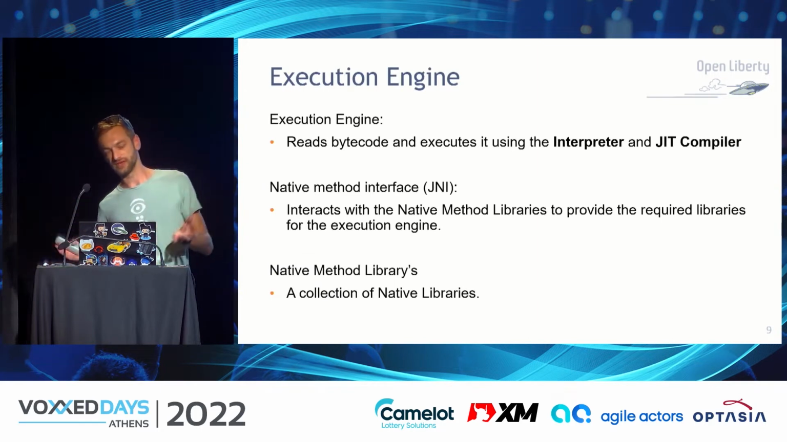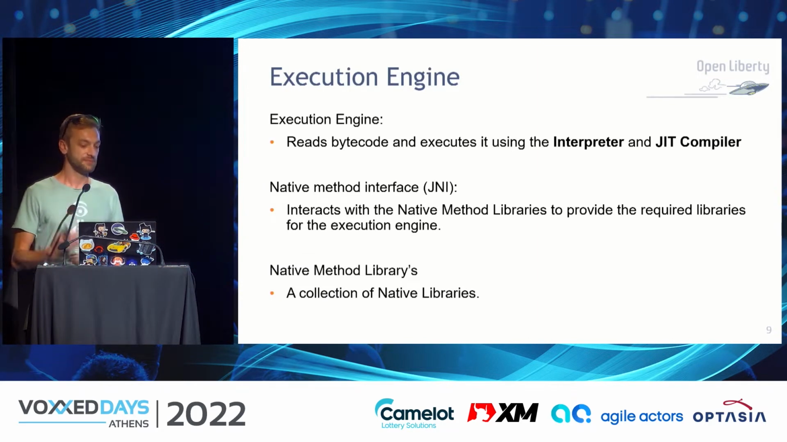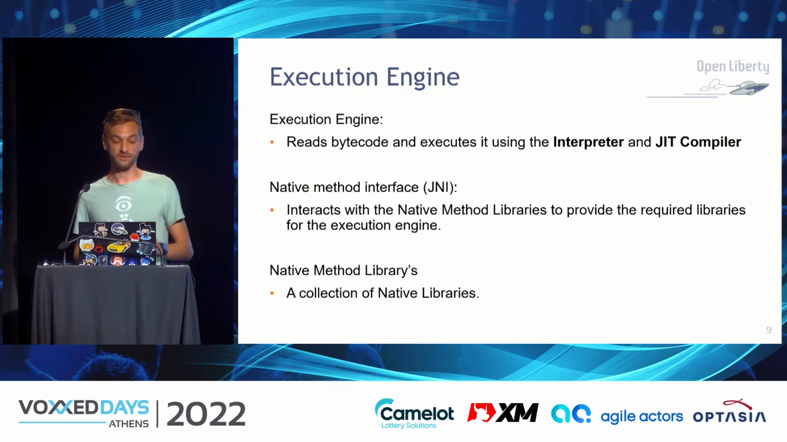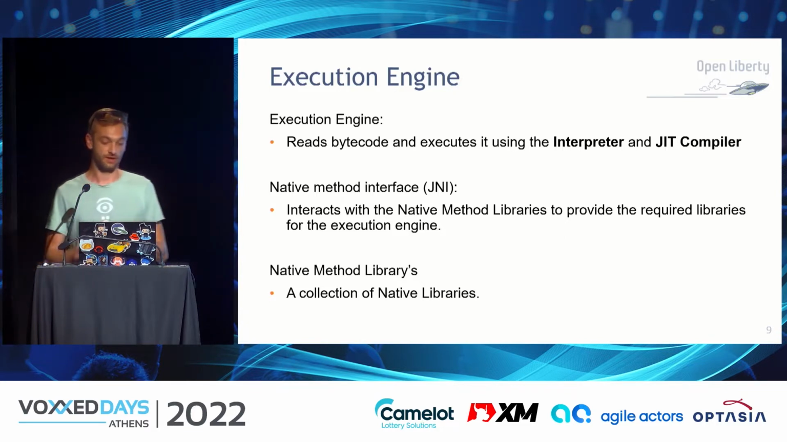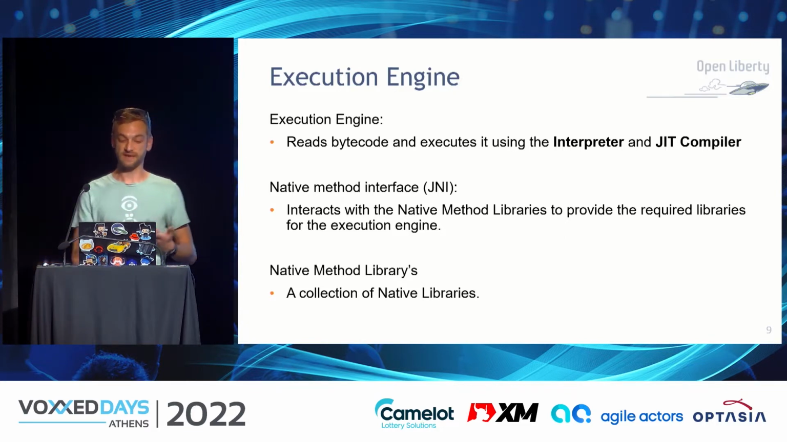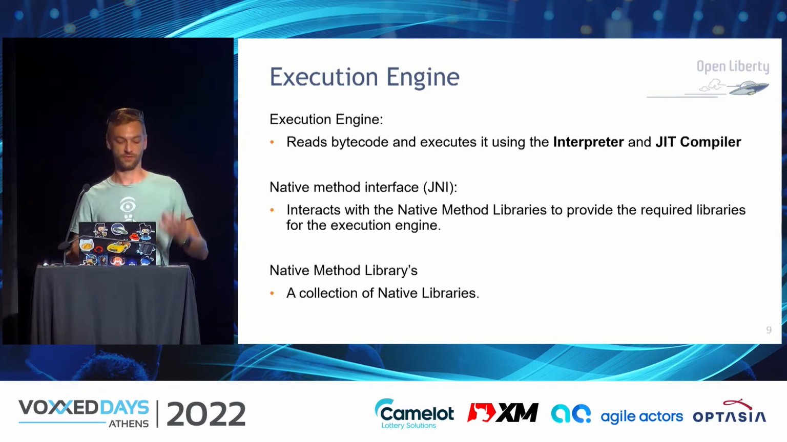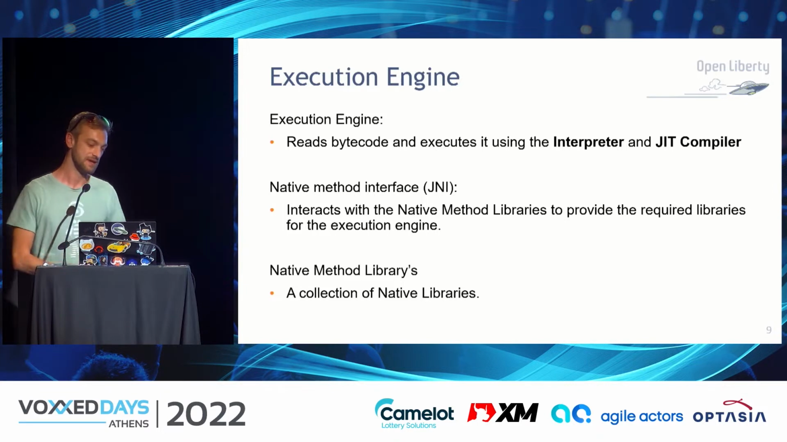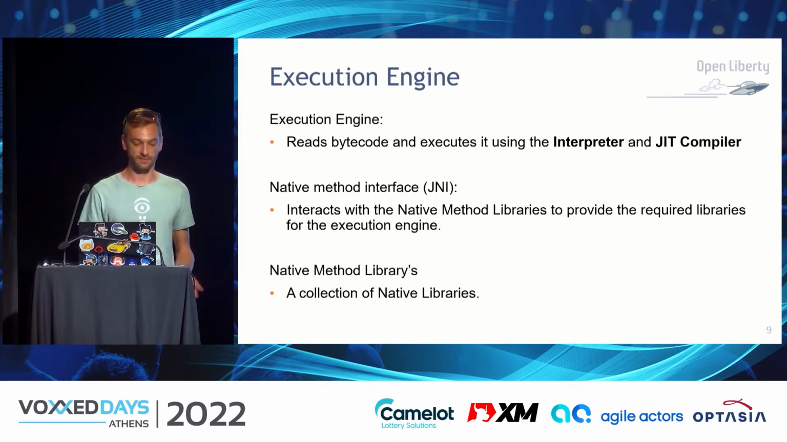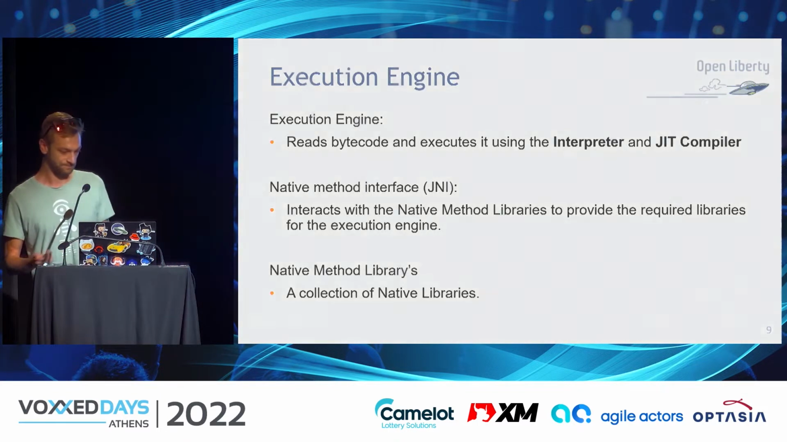So then finally onto the execution engine. The execution engine reads the bytecode and executes it using either the interpreter or the JIT compiler. The native method interface, JNI, interacts with the native method libraries to provide the required libraries for the execution engine. And then finally, the native method libraries are just a collection of native libraries.